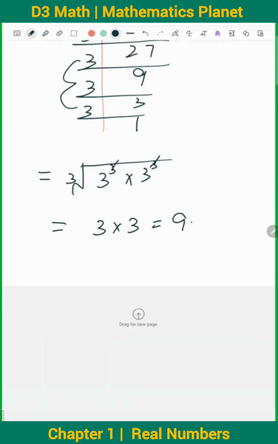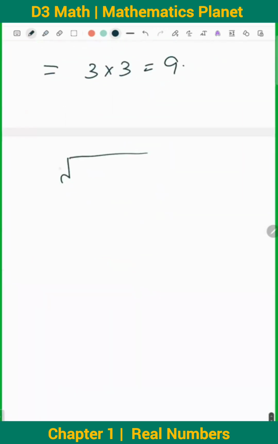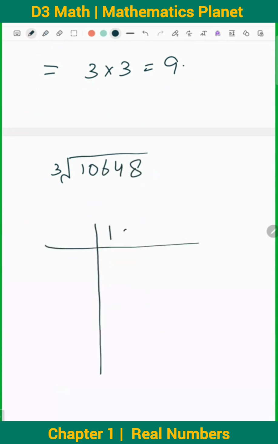Got it? Now if we have a big number like this, find the cube root of 10648. Again, how are we going to find the cube root of this number? We will still do the prime factorization. You are going to do the prime factorization and tell me the cube root. I'm giving you 1 minute.